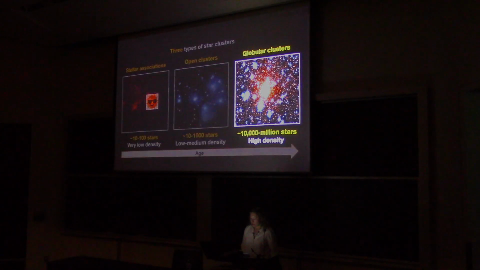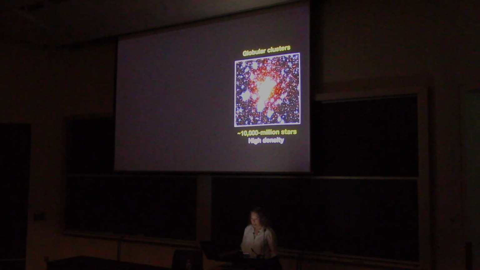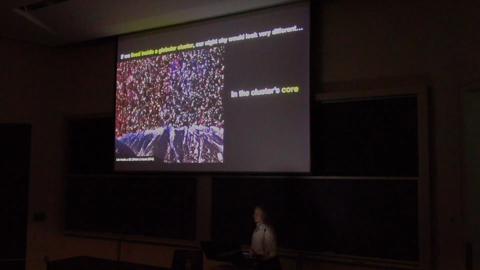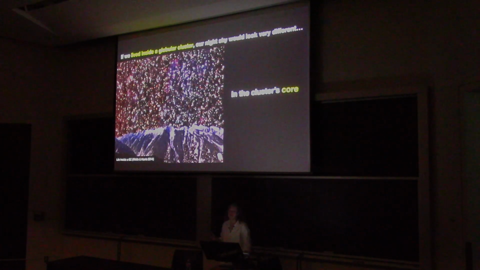Okay. So this is what we're focusing on today. And what's cool about this picture is it's very, very dense, right? There's a lot of stars in this image. And you can ask yourself, we of course don't live in a globular cluster, but if we did, what would our night sky look like? It would look very different than what it looks like. I'll start by saying that.